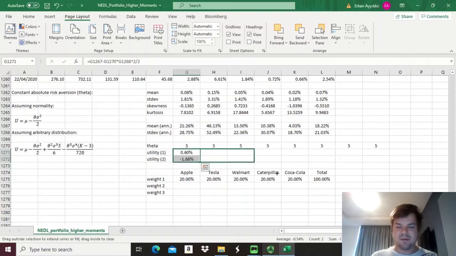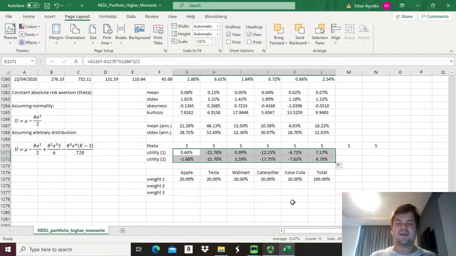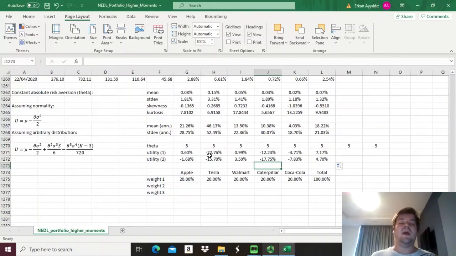So if we drag that around across our stocks and the portfolio that we've made, we can see that there are some notable differences in utilities of those stocks in those two cases. For example, an investor that disregards skewness and kurtosis or assumes normality would prefer Caterpillar over Tesla. This utility is higher than that. But if you take into account skewness and kurtosis, then Tesla becomes more preferable than Caterpillar.